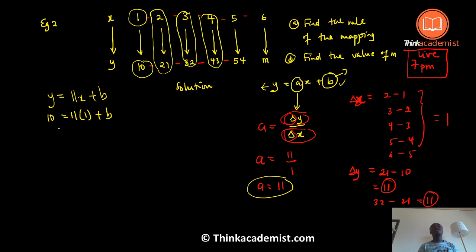We're fixing the values. And then we have 10. And then we have 11, because 11 times 1 is 11. And then plus what? B. So 10 minus 11 equals B, okay? And then when we do our subtraction, we'll get -1, okay? So B equals -1. So the two important things we need to find, we've done that. The two important things are to find the value of A and then find the value of B.